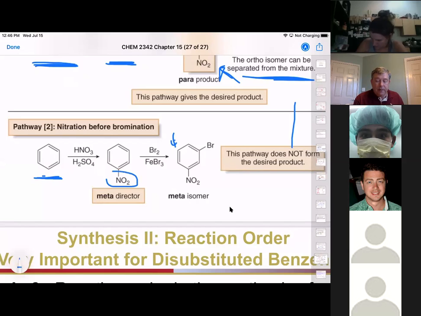It's going to give us this, and now this is directing us to the meta position. So it could be this position or this position, it doesn't matter. If we monobrominate, those positions are equivalent and gives us one product, the meta isomer.